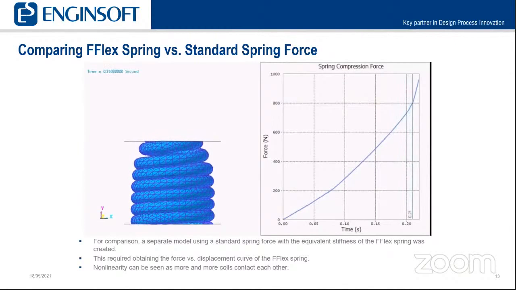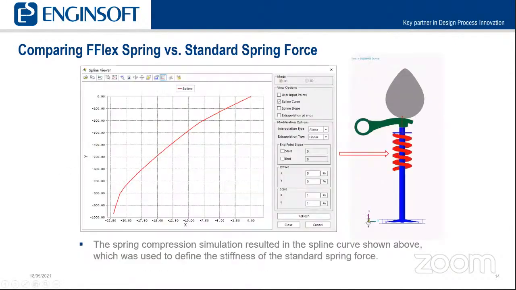The next step is to take this data and implement it as a nonlinear spline curve in RecurDyn, and that's what's shown here. That's then being used as the stiffness for this standard spring force entity. So this is the base model that we're going to compare the FFlex spring model to.